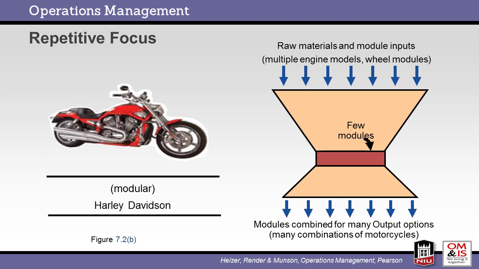Harley-Davidson uses a repetitive process to build motorcycles. Inputs include raw materials and module inputs. The goal is to create a limited set of standardized modules that are assembled in many combinations to create many motorcycles.